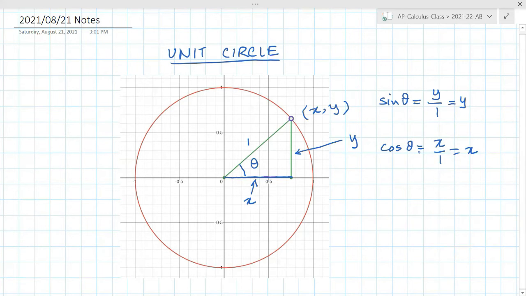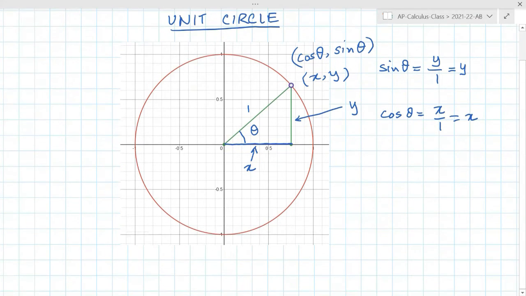That means on a unit circle, any point on the circle has coordinates cosine theta and sine theta, where theta is the angle the radius connecting that point to the center is making with the positive x-axis. That is if the radius is 1. Okay, so it's not a unit circle if we change the radius, right?